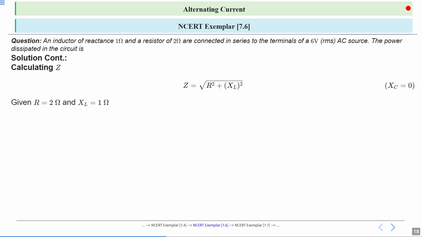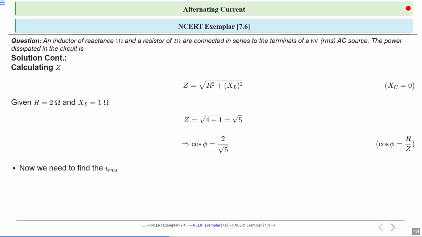Given R equal to 2 ohm and XL equal to 1 ohm, putting these values, Z will become 2 square, 4, and 1 square, 1. So root 4 plus 1, root 5. So Z is root 5 ohm. Now cos phi will be equal to R upon Z. R is 2 ohm, Z is root 5. So cos phi is equal to 2 upon root 5.